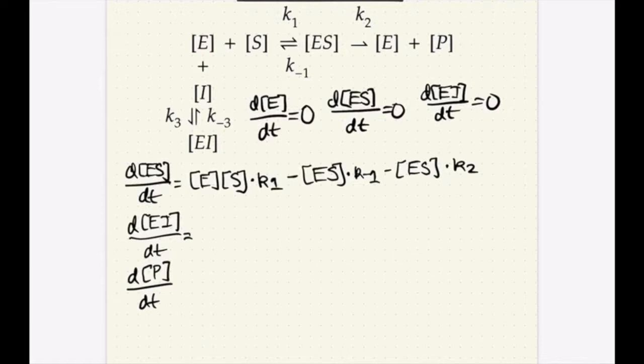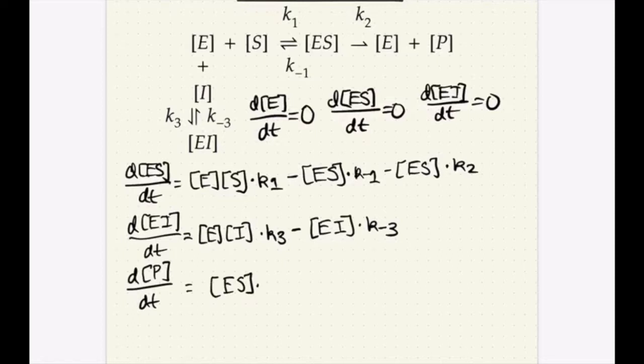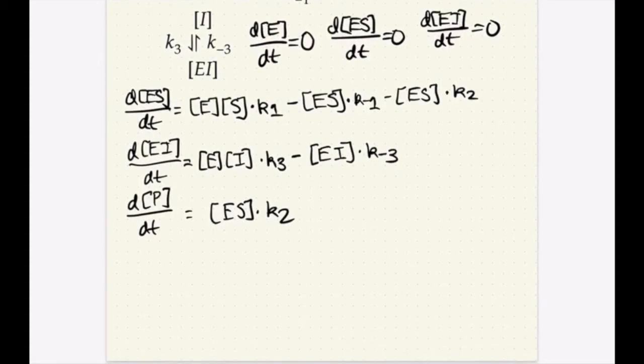For the enzyme inhibitor complex concentration changes over time, we're going to be doing the same process. The rate of association is going to be the enzyme concentration times the inhibitor concentration times the K3 rate parameter, subtracted by the rate of dissociation, which is the enzyme inhibitor complex concentration multiplied by the K-3 rate parameter. Finally, we have the changes in product concentration over time, and this should look familiar. It's going to be the enzyme substrate complex concentration times the K2 rate parameter. And because there's only an arrow pointing towards the product, there's no rate of dissociation that we have to derive.